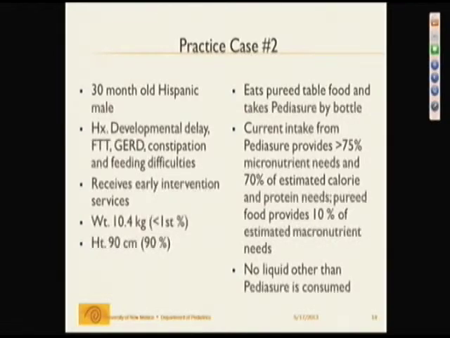So, an example of how we might use the same terms that we used before, we could say inadequate energy intake, evidenced by approximately 70 to 80% of estimated needs being consumed between Pediasure and pureed foods. Okay, that's related to, as evidenced by the weight at less than the first percentile.